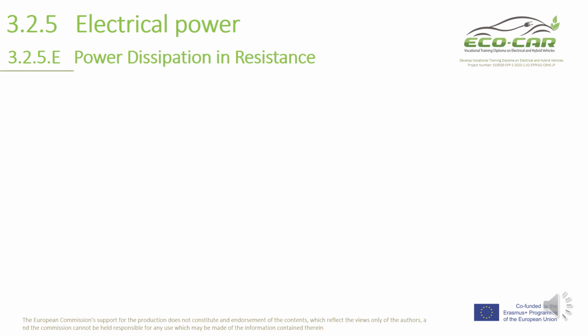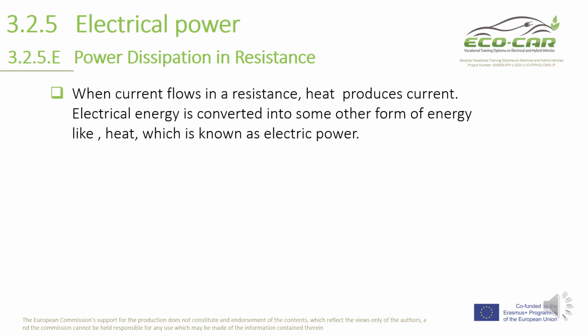Power dissipation in resistance. When current flows in a resistance, heat is produced, and electrical energy is converted into some other form of energy, like heat, which is known as electric power.